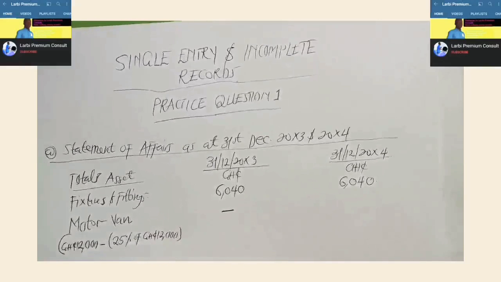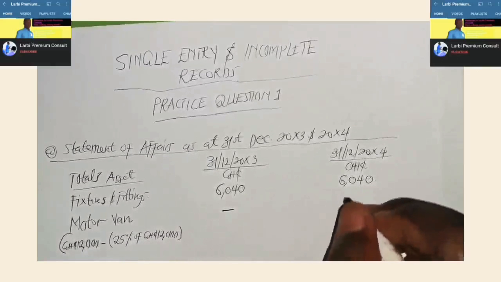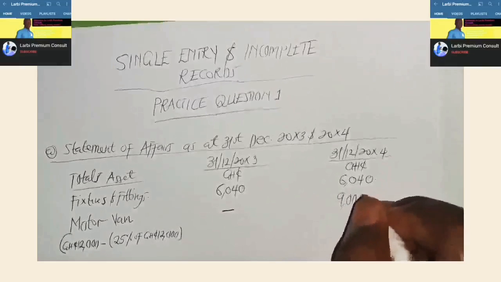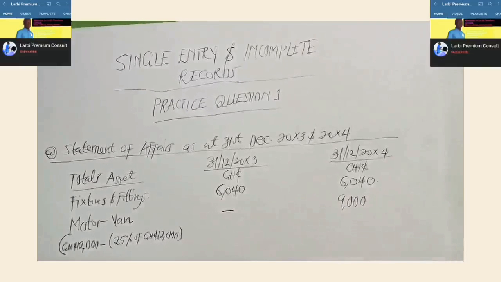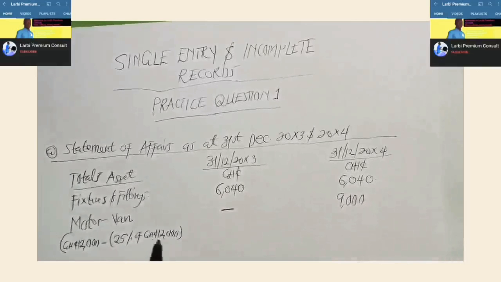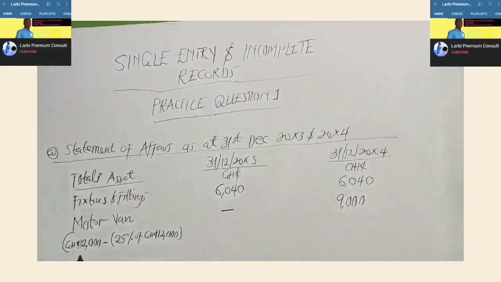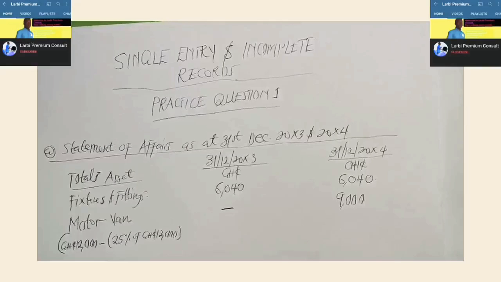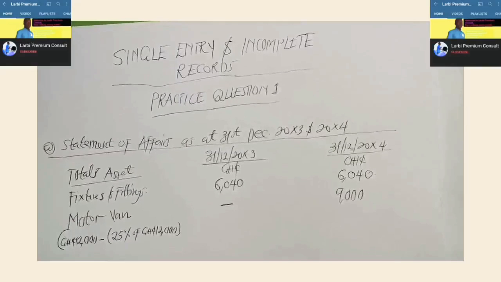So when I do that, I had the remaining to be 9,000 for motor van. So should I just apply 25% on 12,000? Whatever you get, subtract from 12,000 then to give you the remaining balance. That is the net book value for motor van. I hope that is clear. So that is how we undertake those decisions.